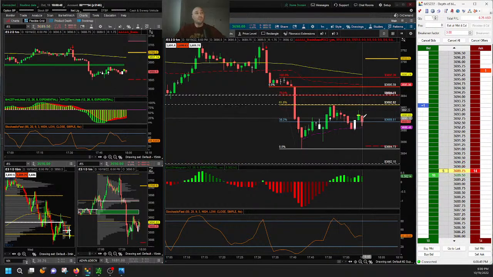Now, look at this, right? We're kind of pulling back, but we're still above here. All this price action is in with this leg. If we rally up, I think we'll go here and then pull back.